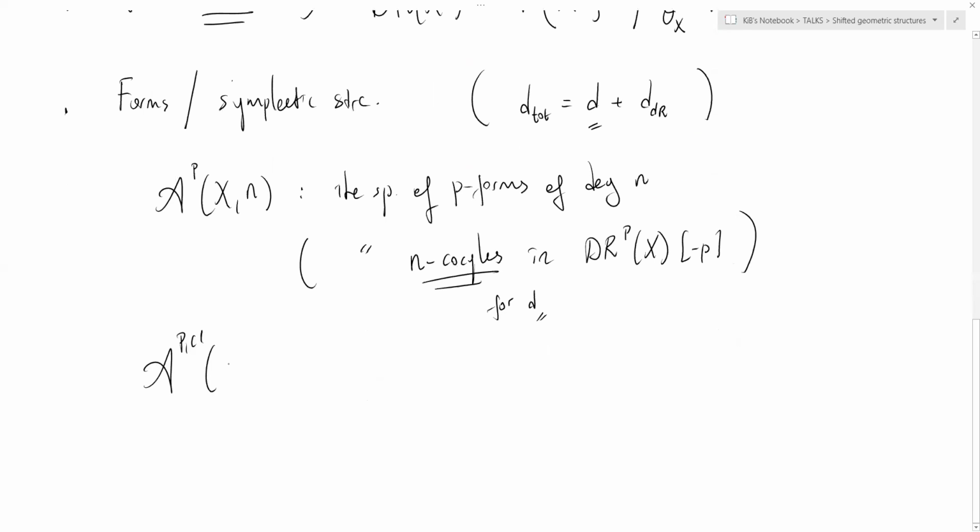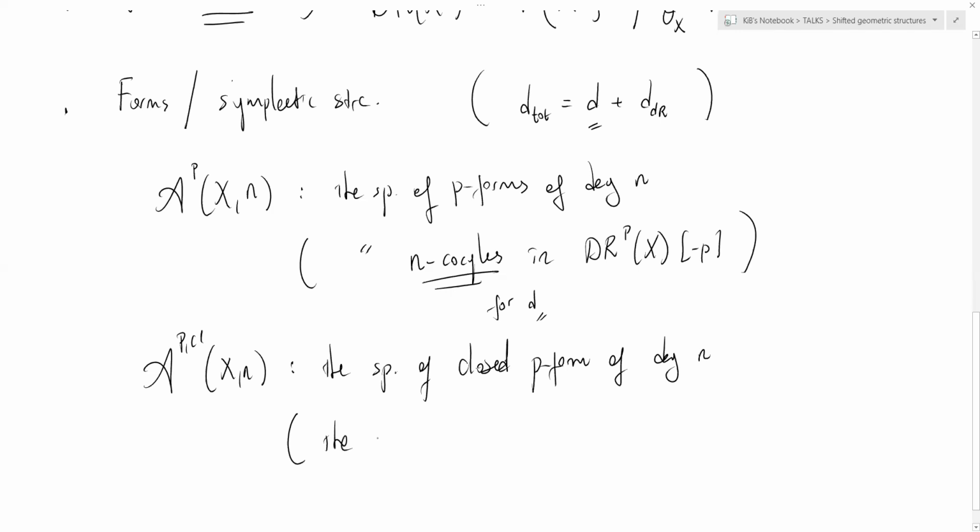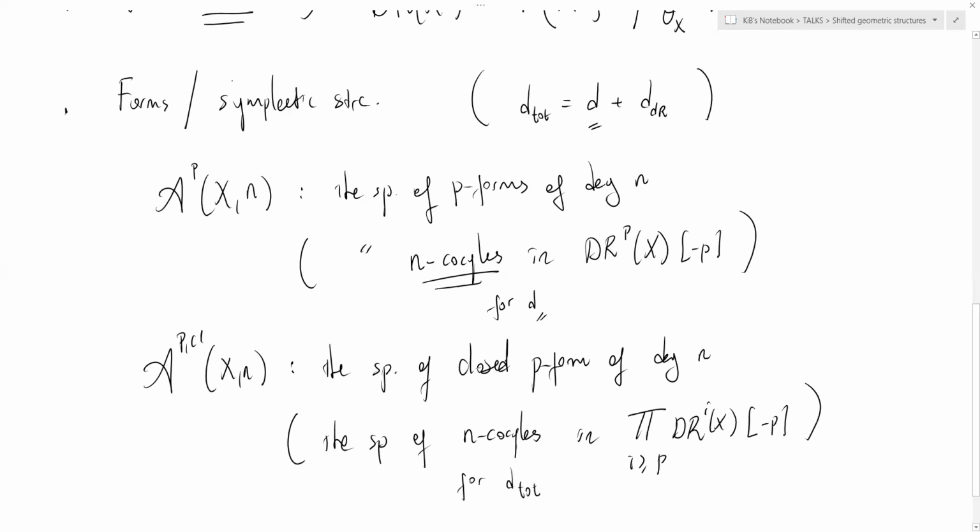Okay, and what else? Another notation is the closed forms, of course. So this is the space of closed p-forms of degree n. In the same logic, these are the space of n-cocycles, but now in the following complex. Instead of de Rham, we consider this. Let me write it down first and then explain. This is for d total, not with respect to d, but now with respect to d total.